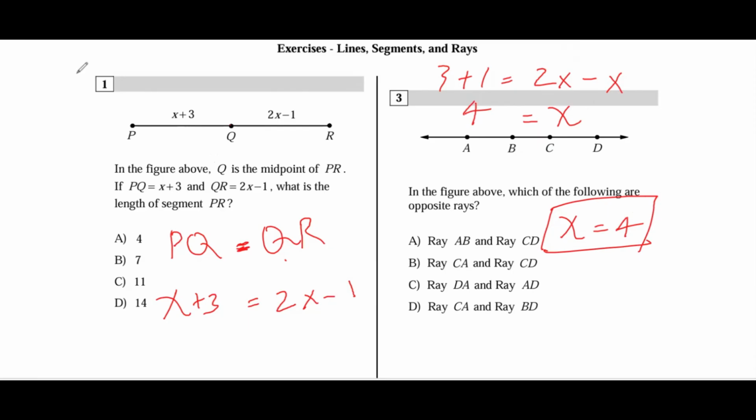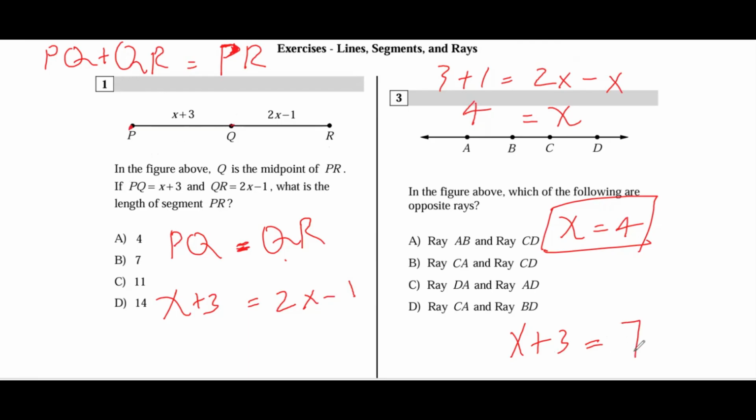We apply here the segment addition postulate, which states that the PQ distance plus the QR distance is equal to the PR distance. Am I right? Yes. So what is the distance of PQ that we have been given in the question? x plus 3. The PQ distance is equal to x plus 3. Am I right, Nesma? Yes. So put the value of x, 4, in PQ.